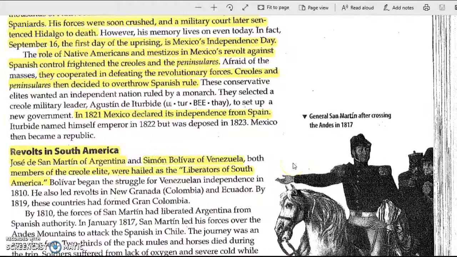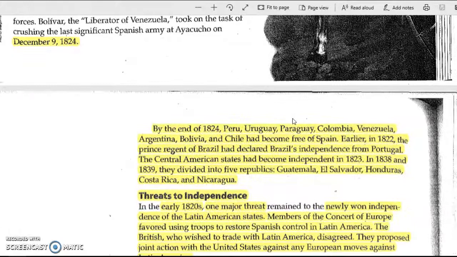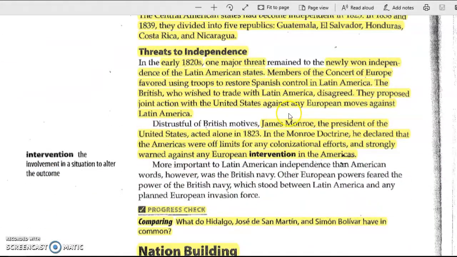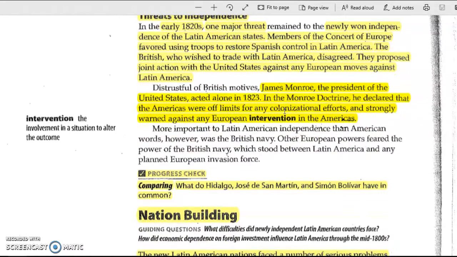And after you complete the graphic organizer, you could start to look at information regarding threats to independence, because even though these areas in Latin America are going to become independent, they're still going to face some instability, threat to their freedom. And on Tuesday, we will talk about this information, which will include, and maybe you learned about this in middle school, the Monroe Doctrine, James Monroe.